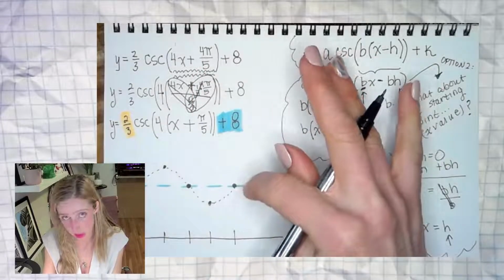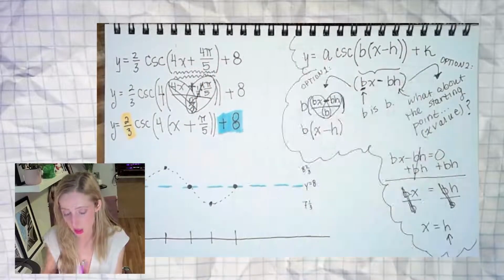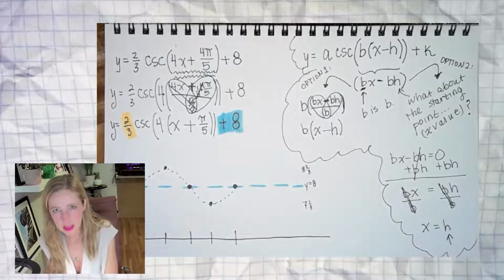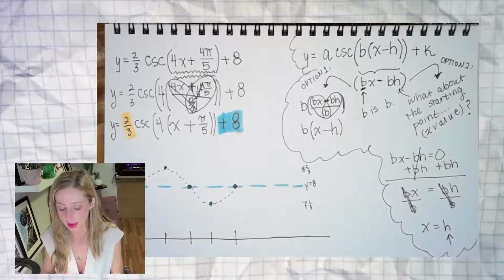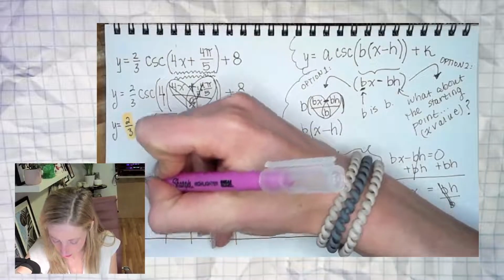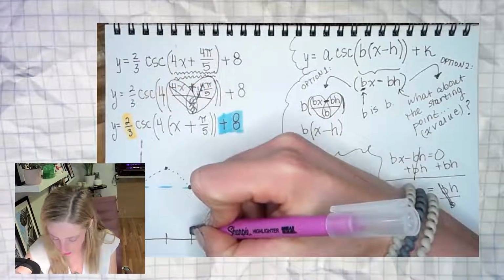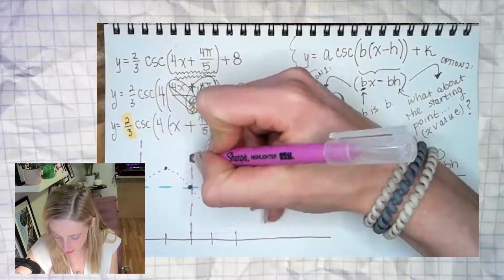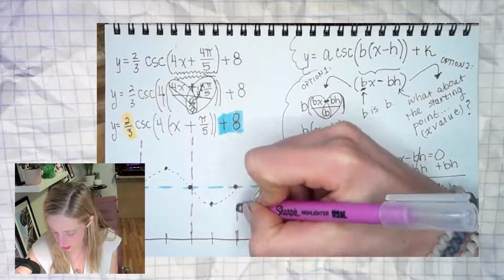Everywhere that I have a 0 for sine, cosecant is the reciprocal of 0, and the reciprocal of 0 is undefined. So I will draw a vertical asymptote at the first mark, the middle one, and the last one.